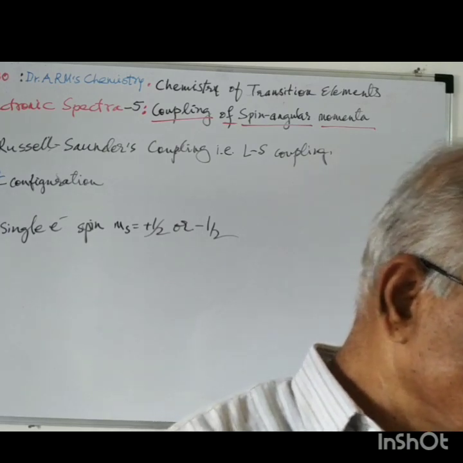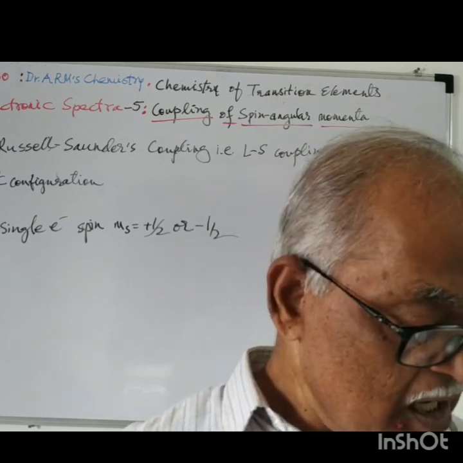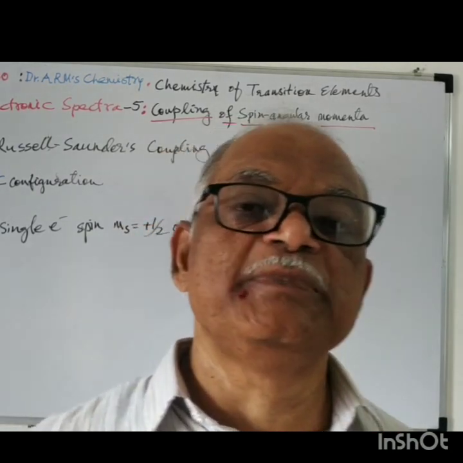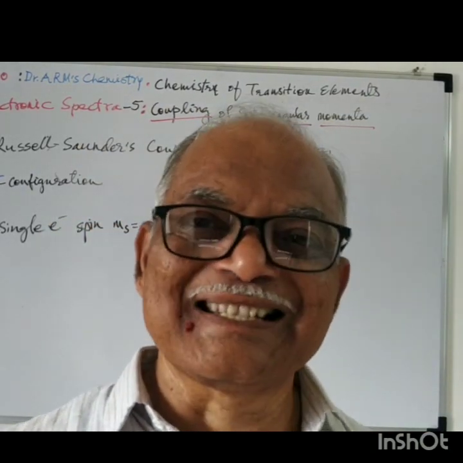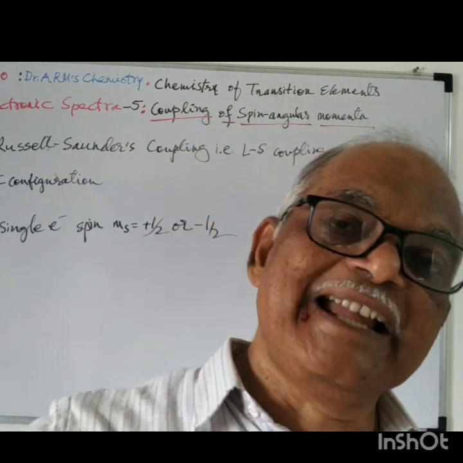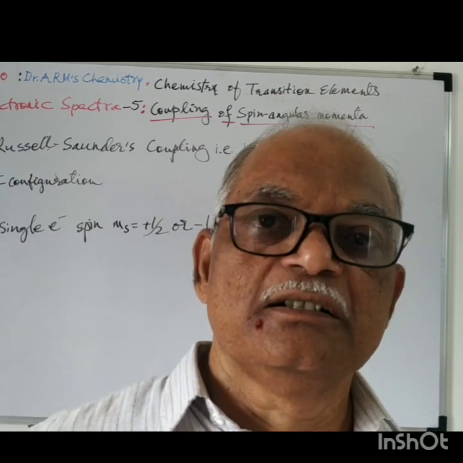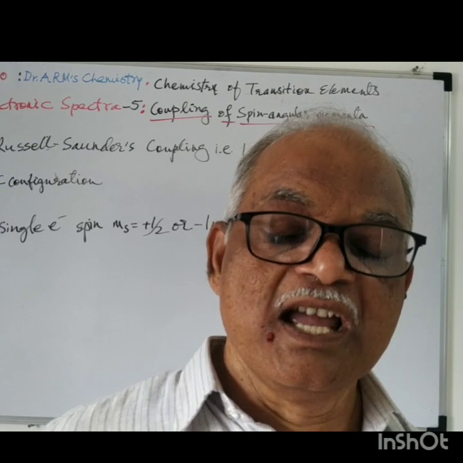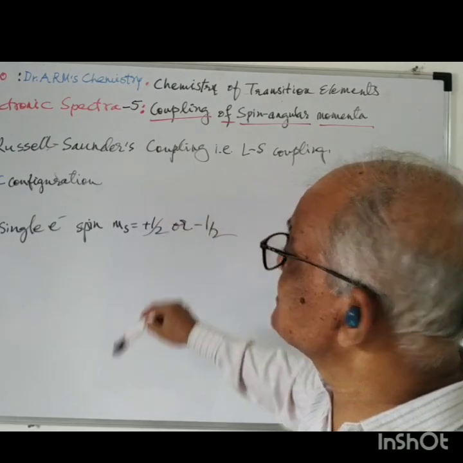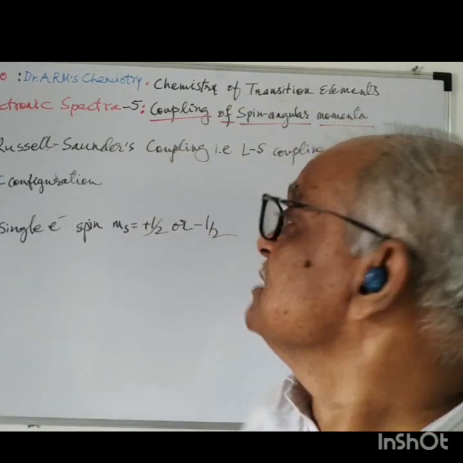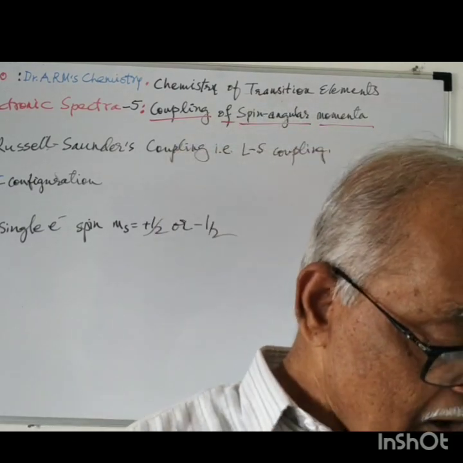In order to explain this coupling, the total spin of the electrons with the total angular momentum of the electrons undergoes coupling with each other, and that was shown by Russell-Saunders. Therefore it is also called Russell-Saunders coupling, or in simple words, LS coupling.